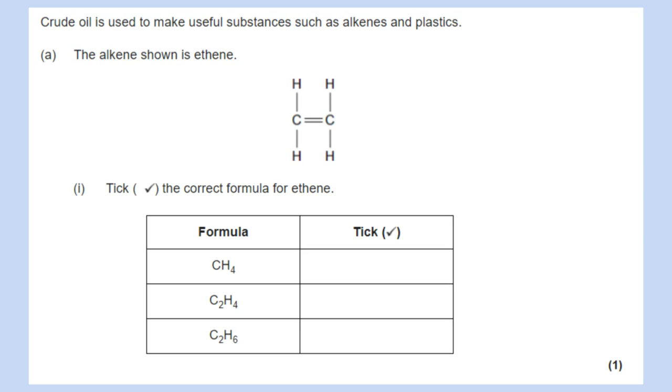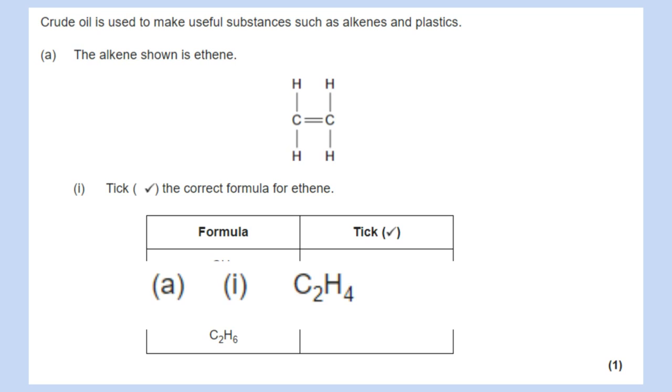So we've got a structural displayed formula of ethene and it's asking you the correct formula for that. They've given you 3 options, it's a tick box, 1 mark. You can do this a number of ways. You can remember what an alkene is and the general formula, so double the amount of H's than C's. You can remember the structure of ethene, ethene being something with 2 carbons in, or you can look at the picture, count the amount of carbons and hydrogens and write them out. Okay, we should have worked out the answer is C2H4.